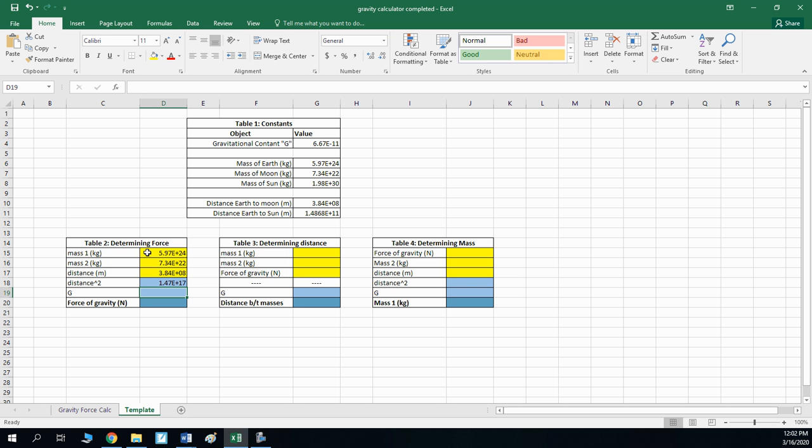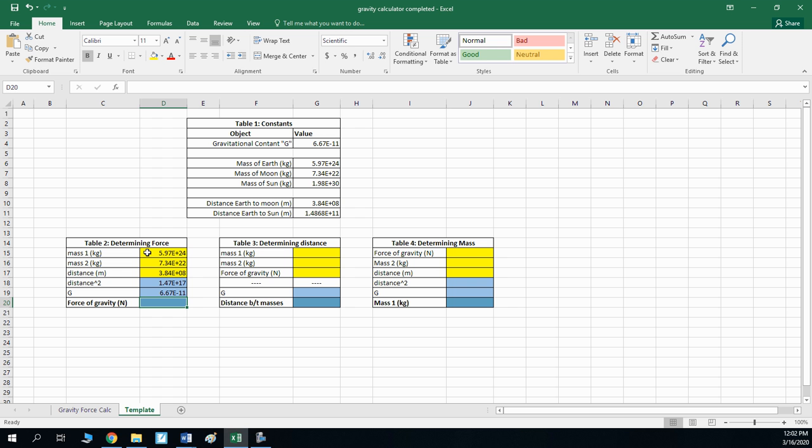Now we want to put in our value for G. That equals our constant, and that is located up here in cell G4. So all we need to do is reference G4. We're going to say this is equal to G4. And then boom, that number automatically populates in there.